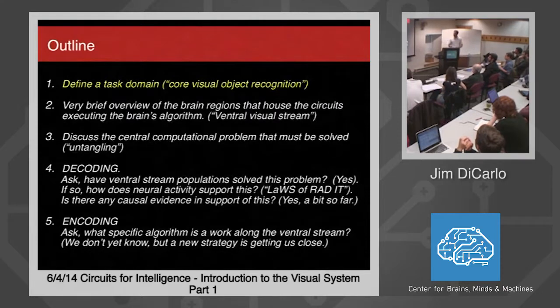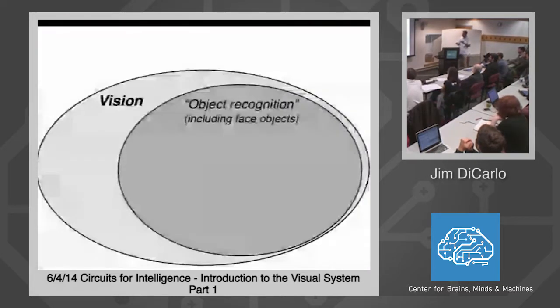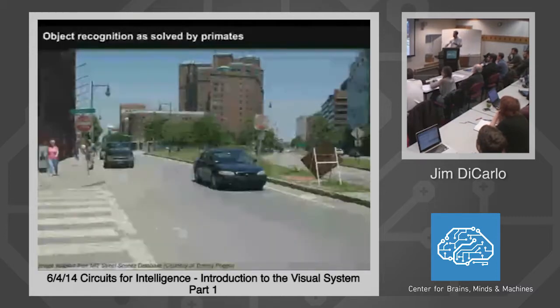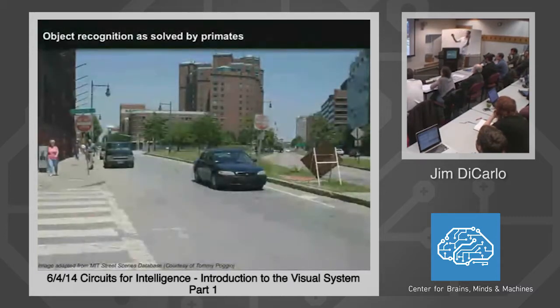So let's try to define a task domain, which I'll call core visual recognition. I want to point out that I'm not talking about all of vision. We're going to talk about something that I refer to loosely as object recognition. When I say that, I include things like face objects. I consider a face to be another object. As I already mentioned, here's a scene. You might quickly tell me there's a car, there's a person, there's a sign. How did you do that?